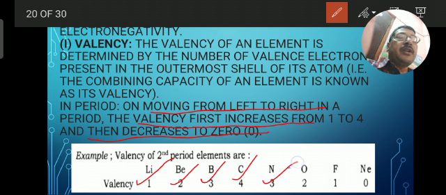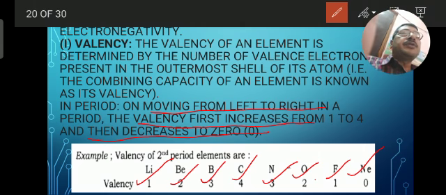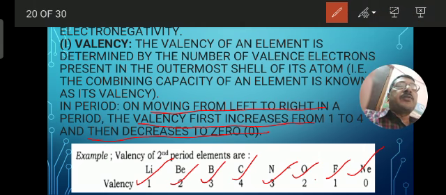Nitrogen will have 3, started decreasing. Then oxygen will have 2, fluorine will have 1, and ultimately neon, the inert gas, will have 0 valency. So first from 1 to 4 it is increasing, and after that from nitrogen to neon it is decreasing. Okay, 4, 3, 2, 1 and 0. So this is the trend found in the case of valency when moving from left to right in a period of the periodic table.